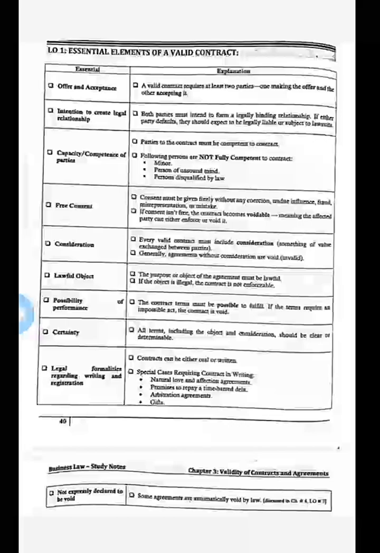Then there must be certainty. What is certainty? All terms including the object and consideration should be clear and determinable. So they must be certain. Then we have the legal formalities regarding writing and registration.